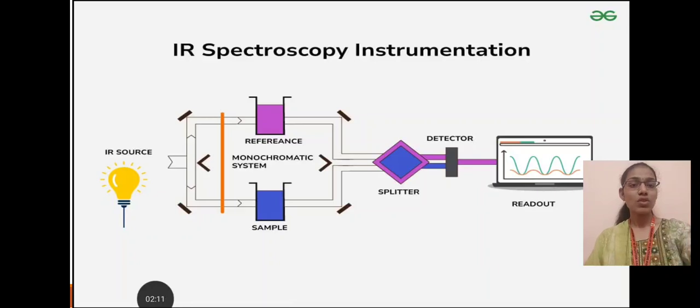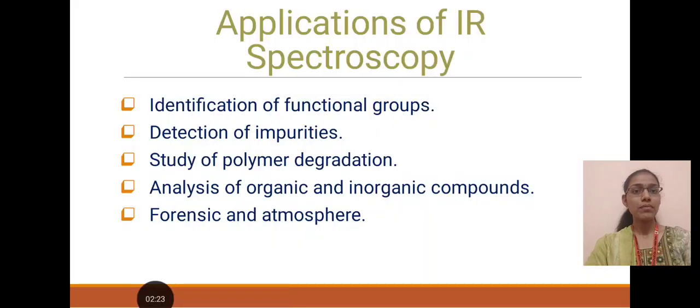These are the instrumentation of IR spectroscopy: IR source, reference, monochromatic system, sample, splitter, detector, recorder. So these are the instrumentations of IR spectroscopy. Next, applications of IR spectroscopy. Identification of functional groups, detection of impurities, study of polymer degradation, analysis of organic and inorganic compounds, forensic and atmosphere. These are the applications of IR spectroscopy. This covers what is IR spectroscopy, its principles and applications.